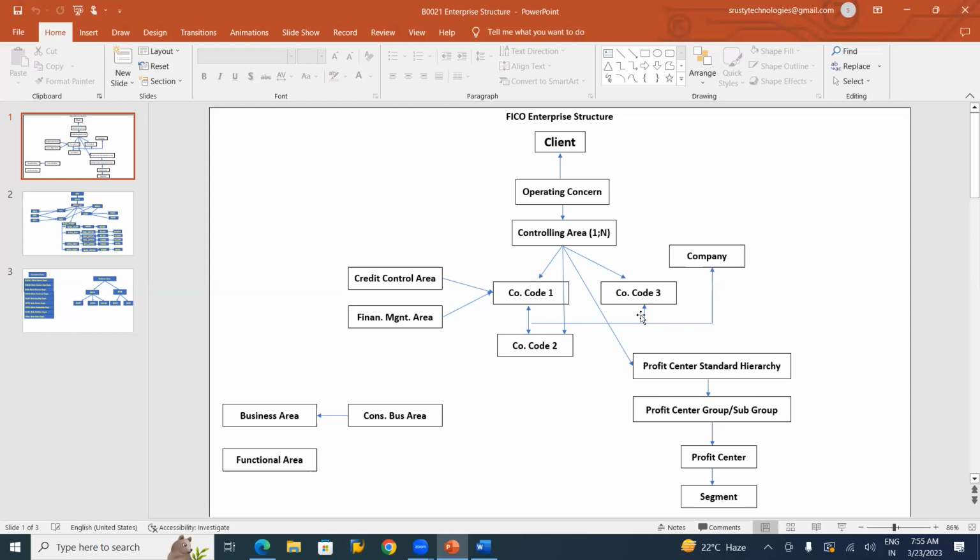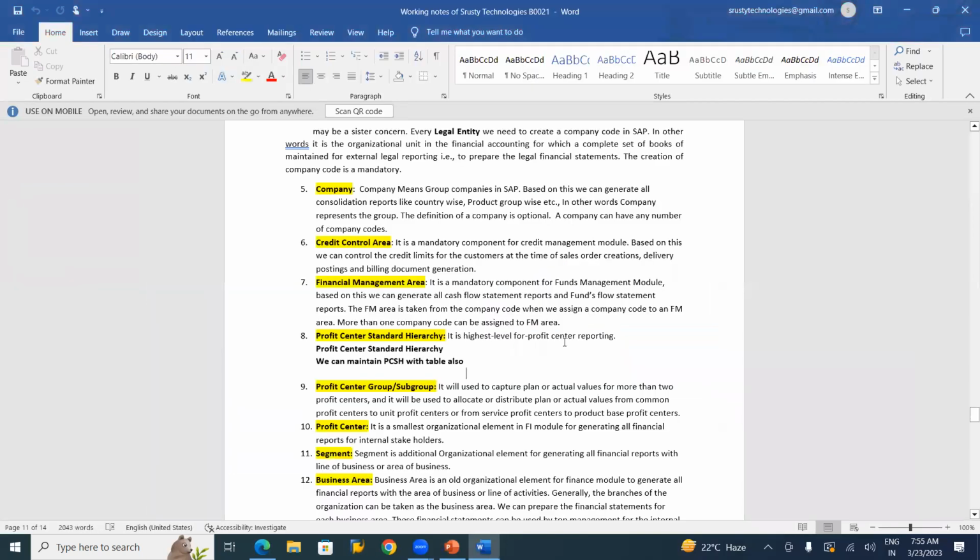So whatever actual, or first of all in budget, we will estimate for the corporate profit center how much we need to spend. Clear? And whatever we are going to invest or spend on corporate level, that will be distributed among all the other subgroup profit centers. Clear? So that's the reason here it is actual or planned.